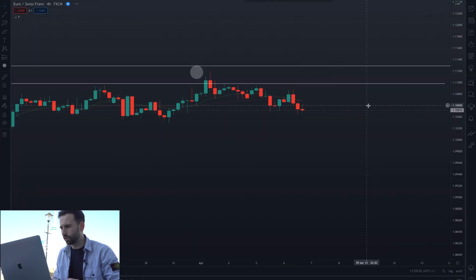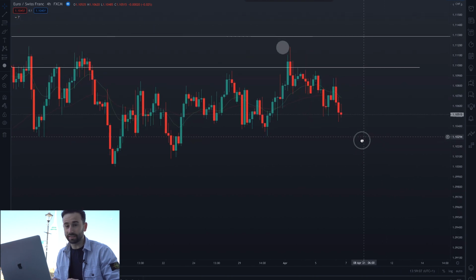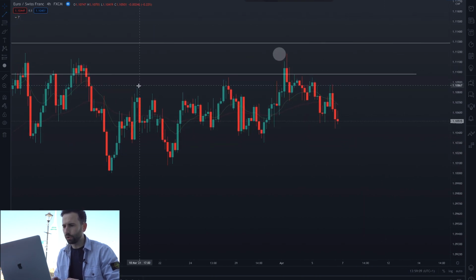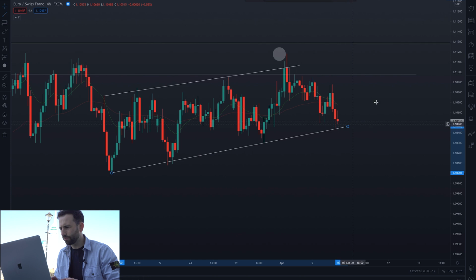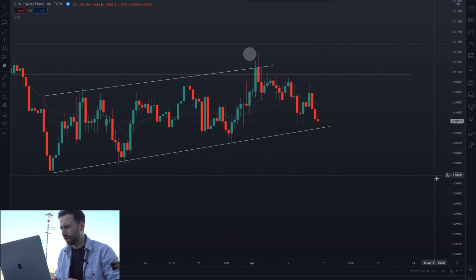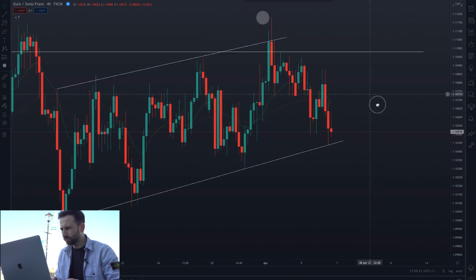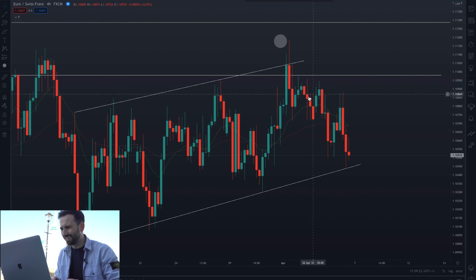So when I went down to the 4 hour time frame, this actually really started to stack up for me because we had what we call an ascending channel like this. Again, just nice and simple. And what I was waiting for here was price to make a move at this level.